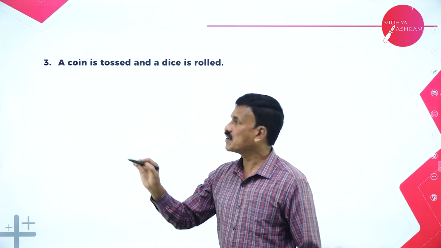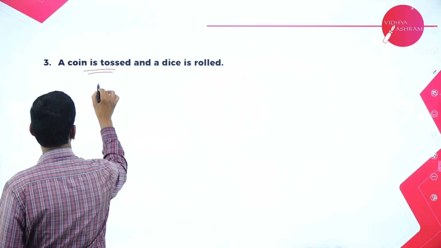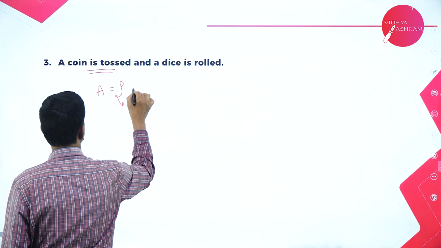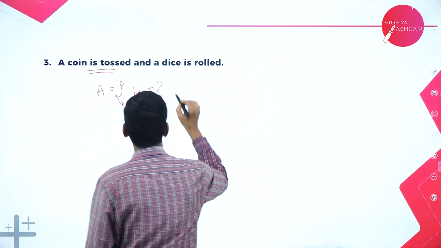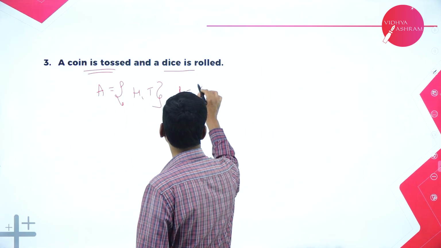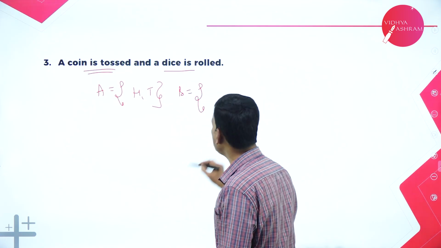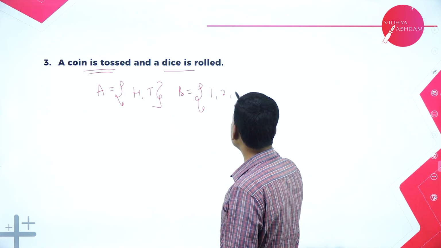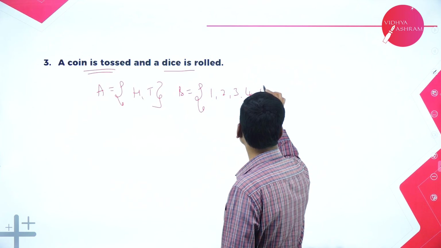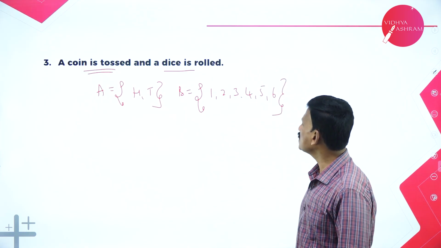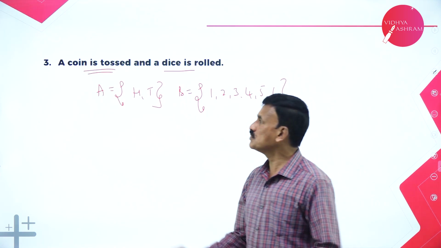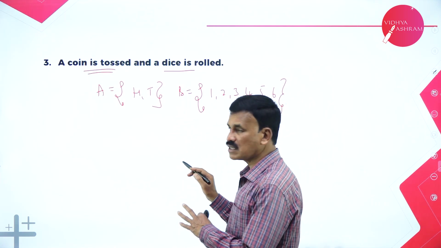Now, let us assume the event A as a coin is tossed. What are the possibilities? We are going to get a head and a tail. For a die, when a die is thrown, let us consider this as B. What are the possibilities? We will get 1, 2, 3, 4, 5 and 6, right? So, 1, 2, 3, 4, 5, 6, and a head and a tail. Using this, we have to write the sample space.